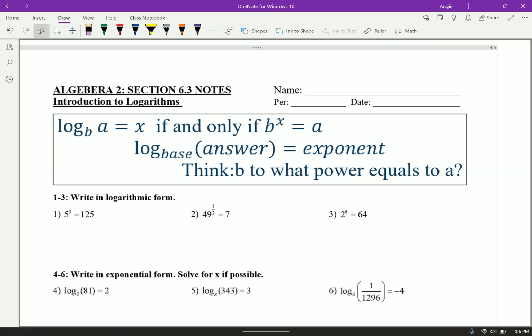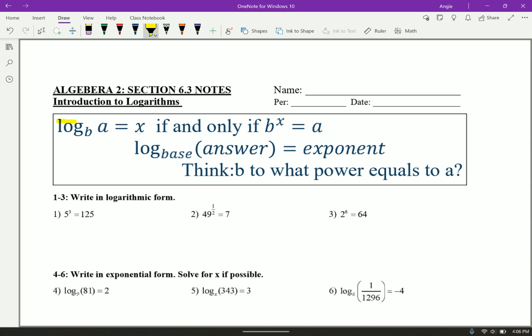Okay, students, we are now on 6.3, Introduction to Logarithms. So we have already studied exponentials, guys. So logarithms is the inverse, okay, of exponential. We have a couple of rules here. First, this is very important.